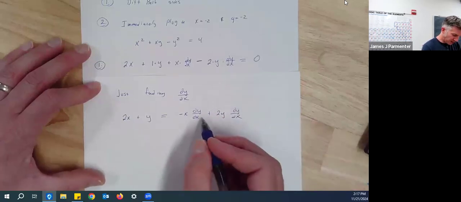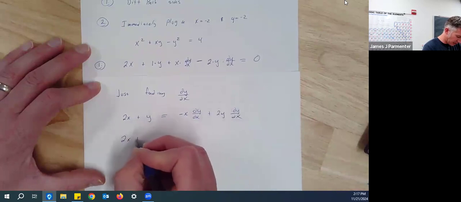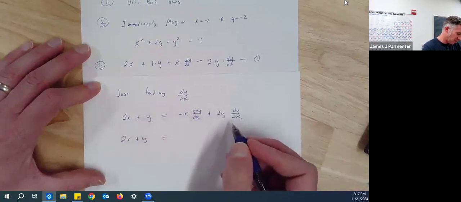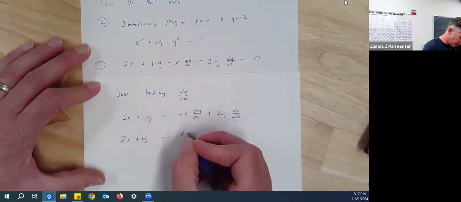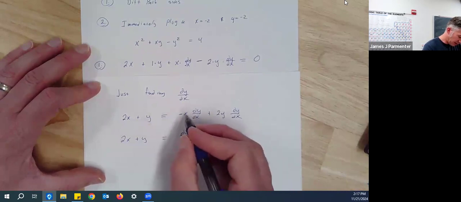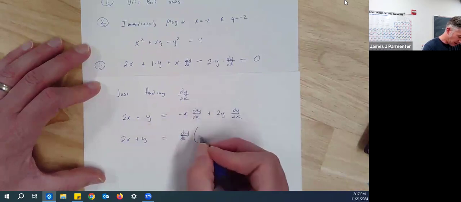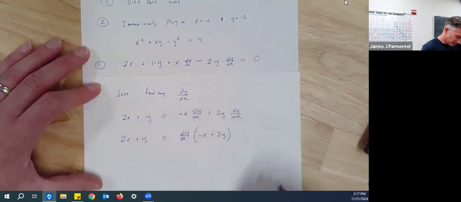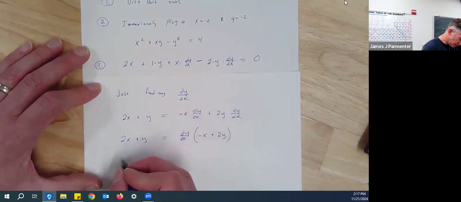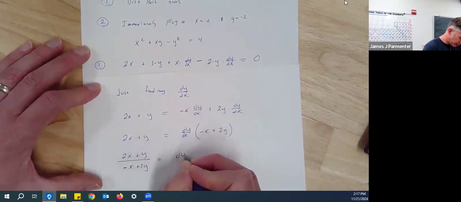And then we're going to factor out the dy dx. That's why we're taking the step of bringing all the dy dx things to one side. So I factor out the dy dx. I'm left with a -x plus a 2y. It would be just as fine to write 2y minus x. And then finally, divide by that to get 2x plus y divided by -x plus 2y equal to dy dx.